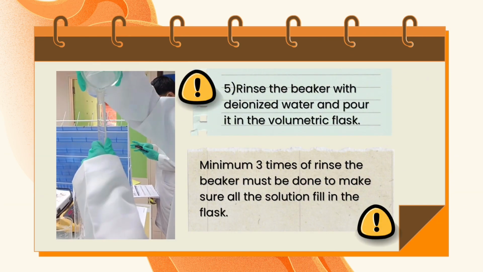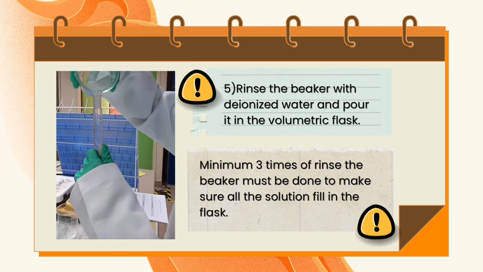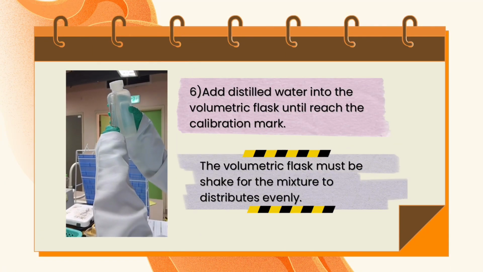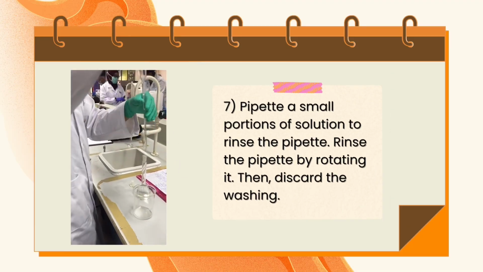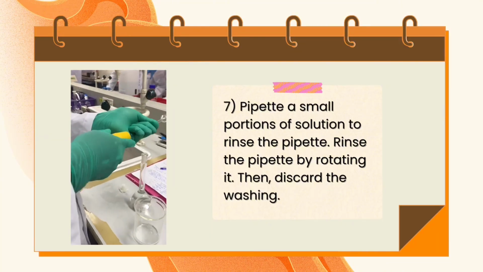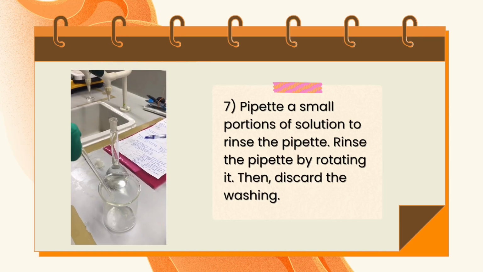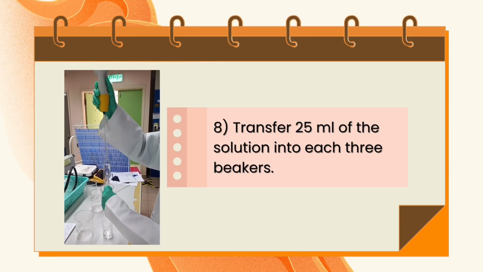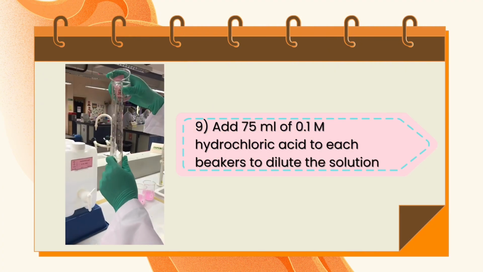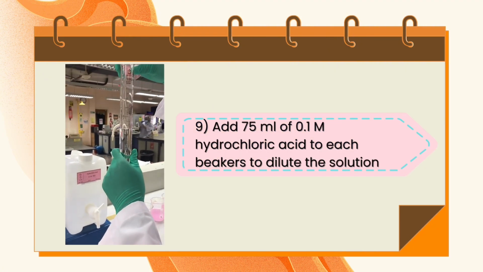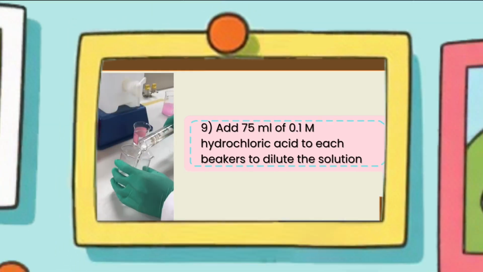By quantitatively transferred, we meant that we rinsed the beaker with deionized water and poured it into the volumetric flask, with a minimum of 3 rinses to make sure all the solution went into the flask. In the next procedure, we pipetted a small portion of solution to rinse the pipette, rinsing the pipette by rotating it and then discarding the washing, as shown in the video on the left. After we had rinsed the pipette, we pipetted exactly 25 ml aliquots into 3 separate beakers, and then we added 75 ml of 0.1 molar hydrochloric acid to each beaker to dilute the solution.